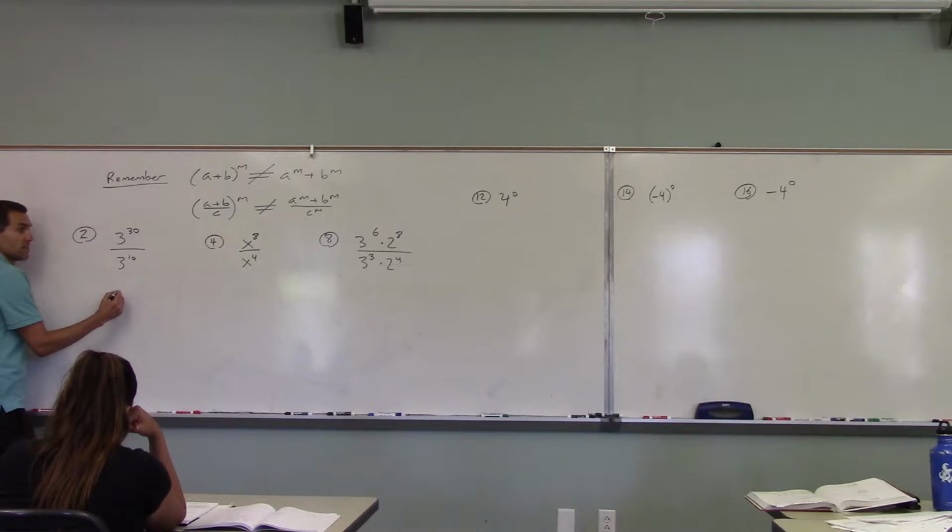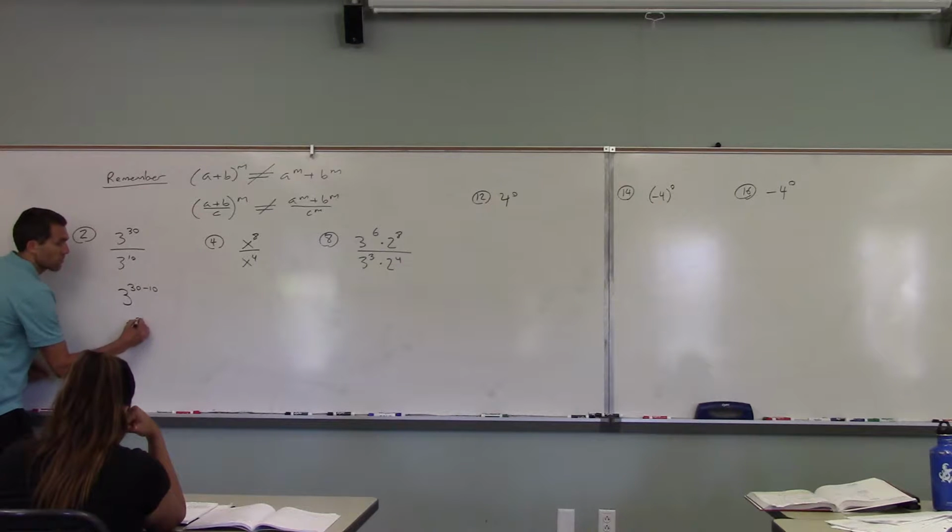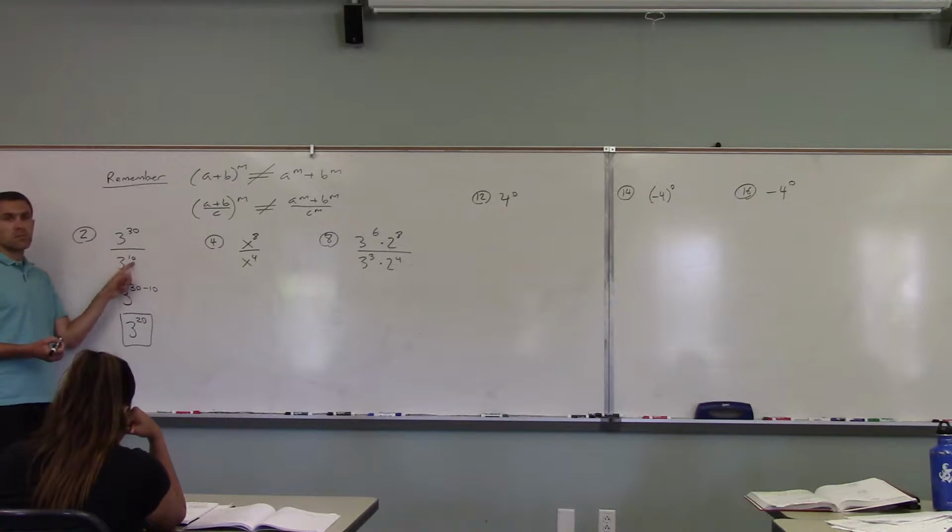Subtraction. Yeah, exactly. 3 to the 30 minus 10. You don't divide the 3's and get 1. You're just saying I've got this many 3's, and I'm canceling out this many of them. So total, I've got 3 to the 20 left. Okay. You always do the top number minus the bottom number.